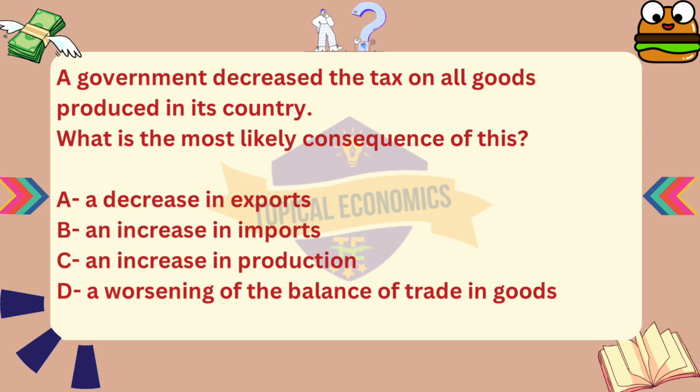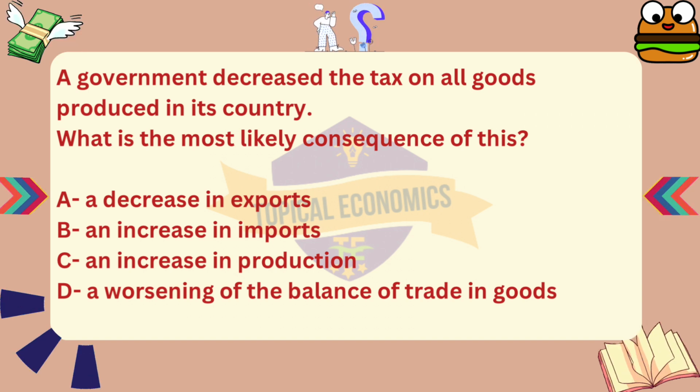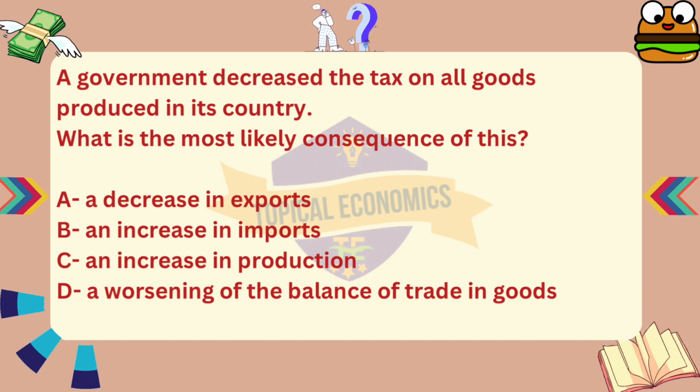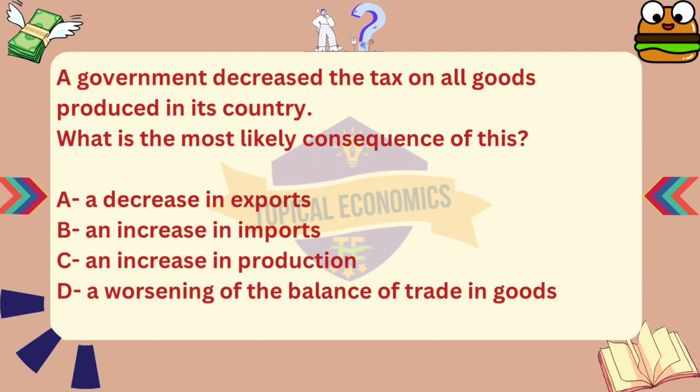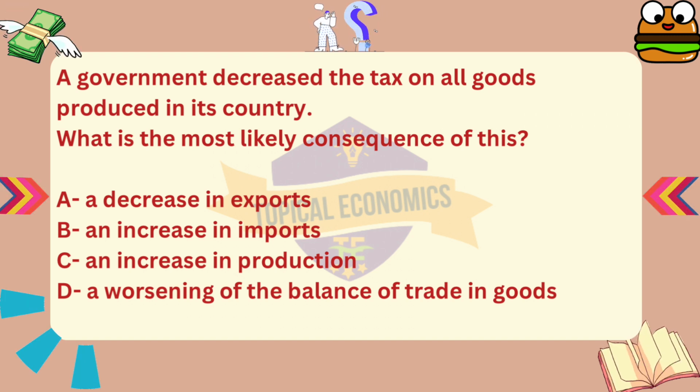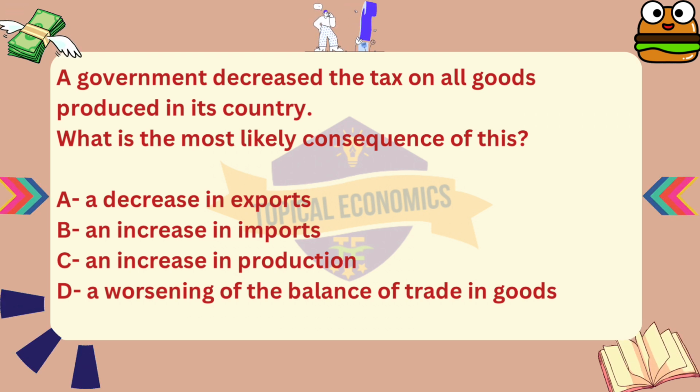When a government decreases the tax on all goods produced in its country, it effectively reduces the cost of production for businesses. This can lead to an increase in production, as companies are incentivized to produce more goods due to lower tax burdens. The reduction in tax may also make domestically produced goods cheaper, potentially increasing demand within the country. Analyzing the other options. Option A.